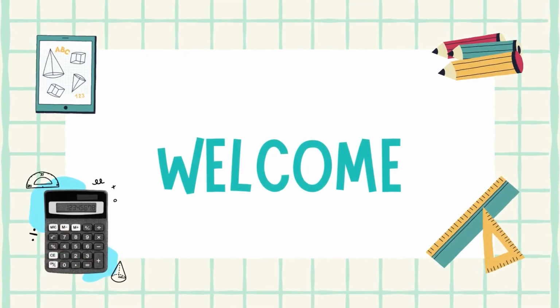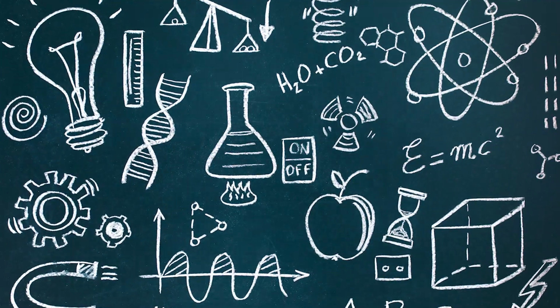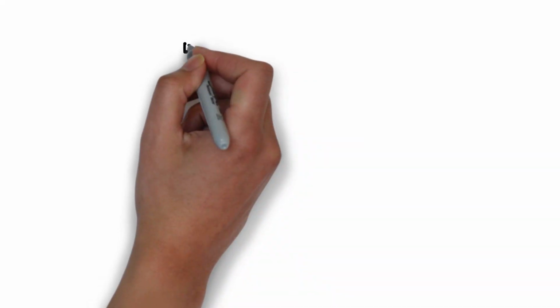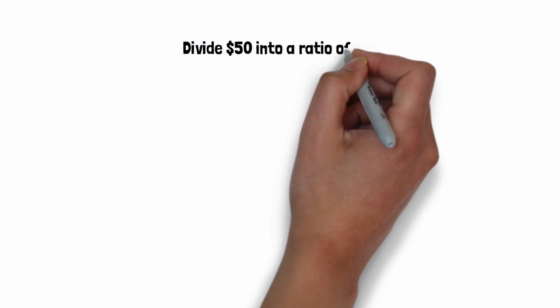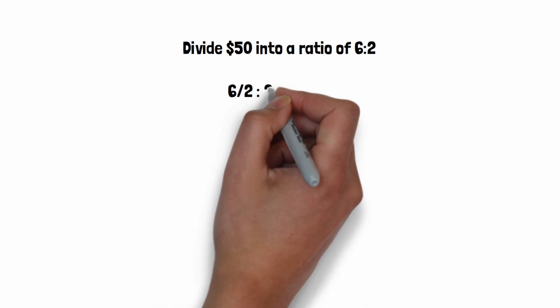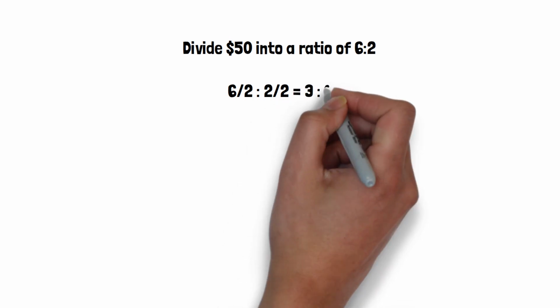Get ready to level up your ratio solving skills as we dive into 3 incredible tricks and tips to master the art of calculating ratios. Let's divide $50 into a ratio of 6 to 2. In this case, the ratio can be simplified to 3 is to 1 by dividing both sides by 2.